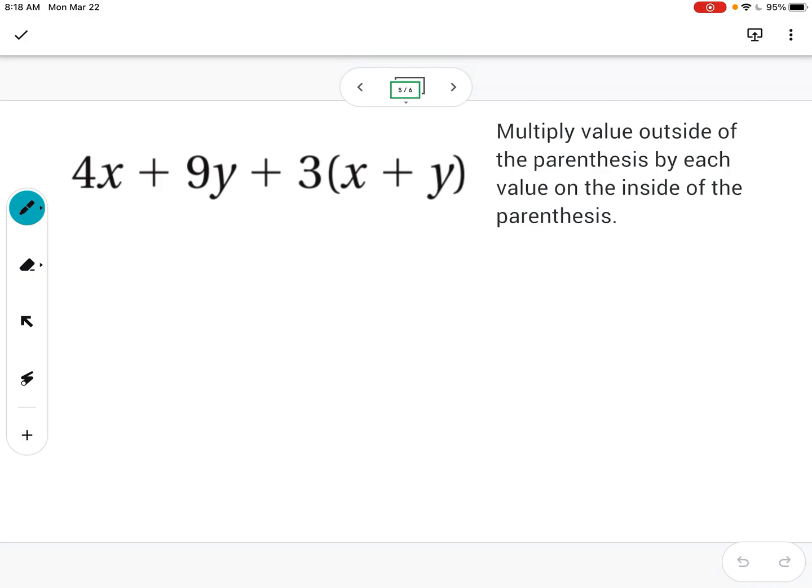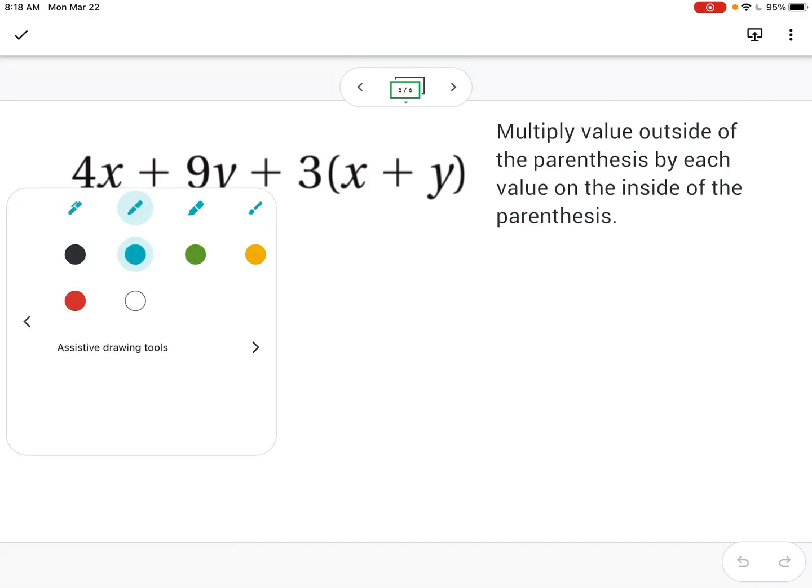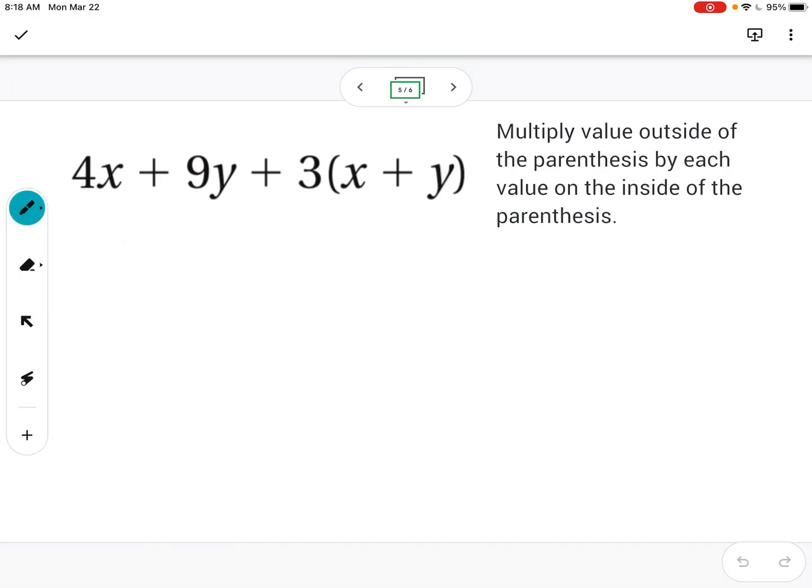All right, so just by looking at this right away, I can see that I have some distributive property present at this back part right here. So remember, for distributive property, we're going to multiply the outside value by each part of the inside of the parentheses in order to simplify that. So I know that this 3 is going to have to be multiplied by the x and the y. So I'm going to start off by doing that part.